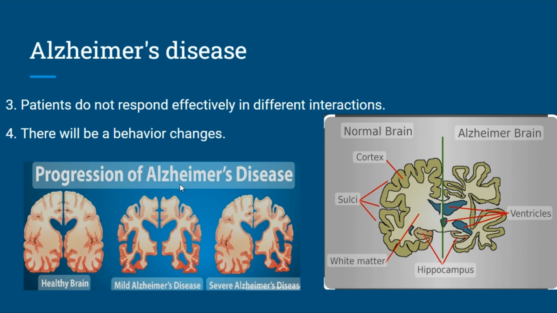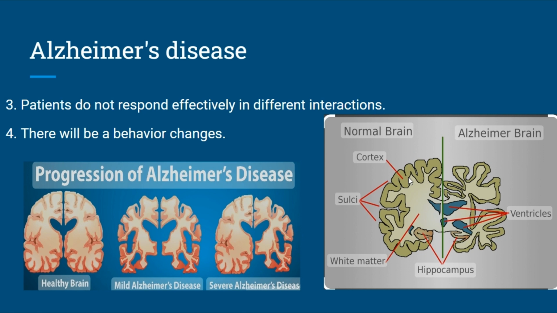So you look at the progression of Alzheimer's disease right here. This is a healthy brain. You appreciate the ventricles right here. You see the healthy cortex. But in mild Alzheimer's disease, you see that there is diminished cortical atrophy, very little cortical atrophy. But when you have severe Alzheimer's disease, you see the healthy one right here, and this is the severe Alzheimer's disease that you find here.